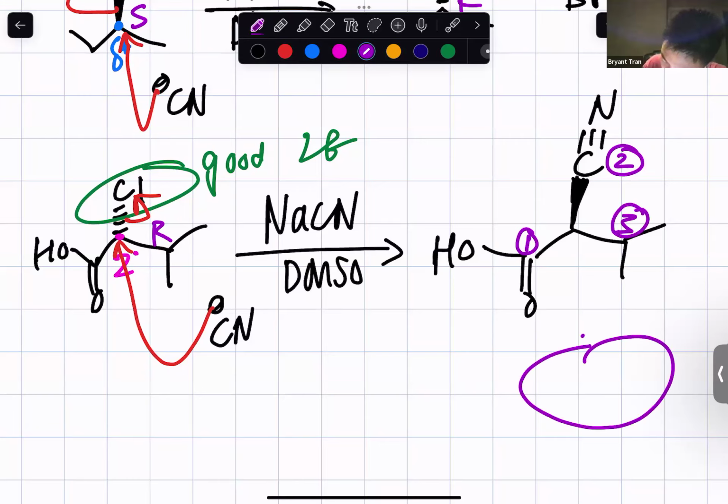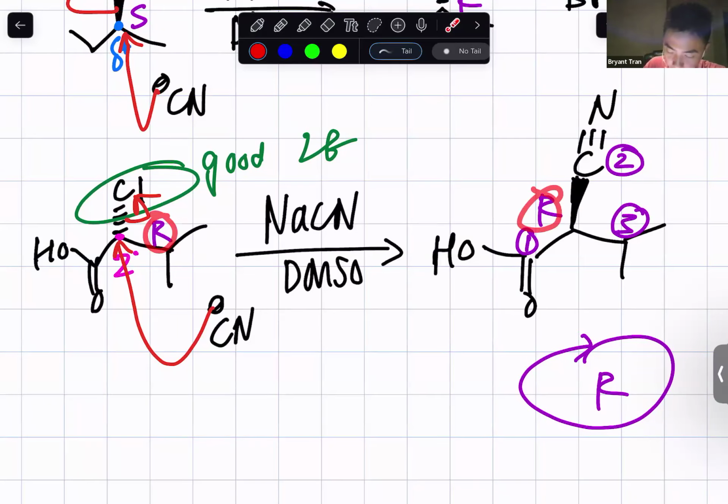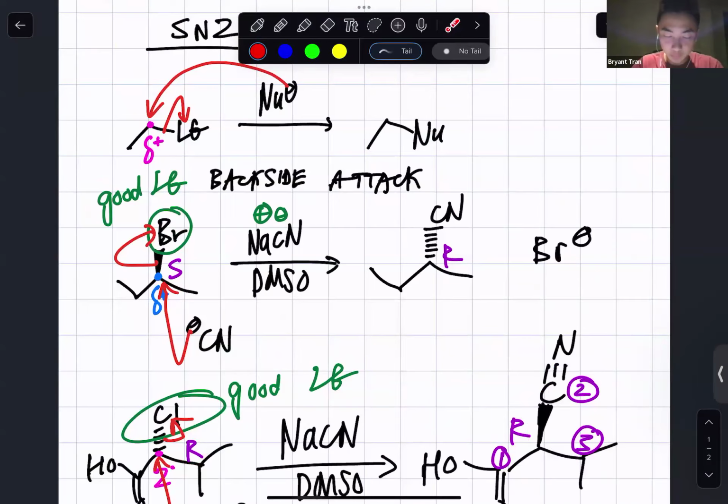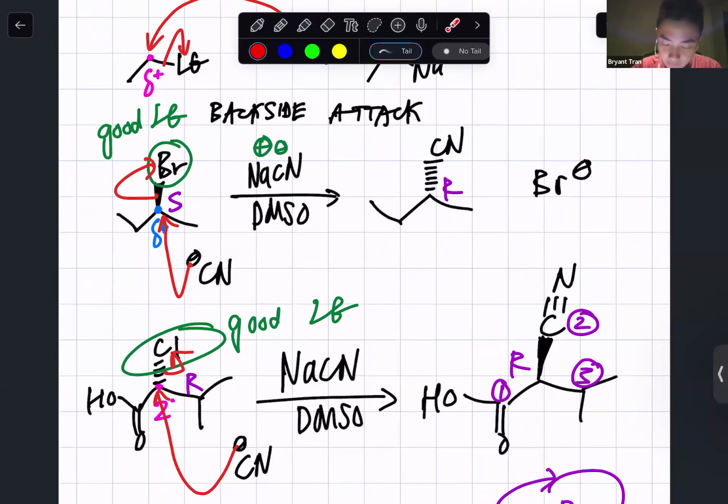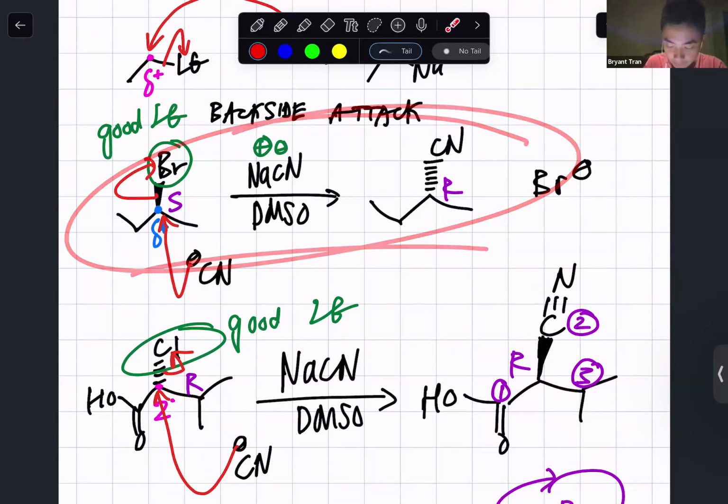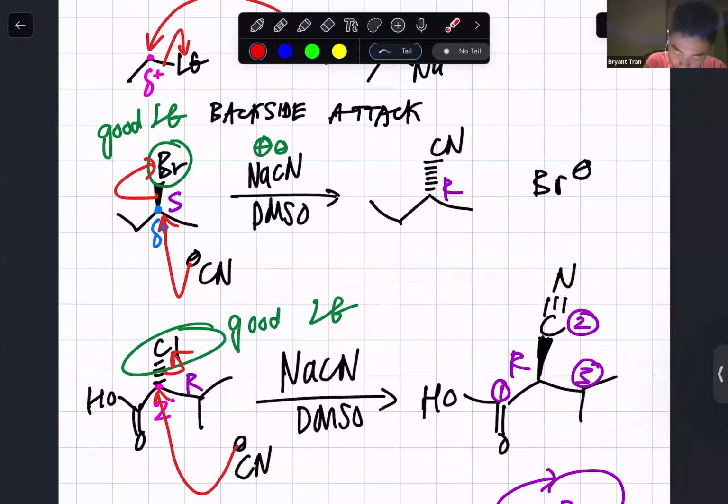And if you go this way, that's clockwise, which is R, and it stays R because the lowest priority group is on the back, the dash, right? So we see here that even though the bond changes from a dash to a wedge, the stereochemistry stays the same. The R/S configuration stays the same. It stays R, right? So that's why whenever you do SN2 backside attack inversion, the bond will always invert. Wedge will always invert to dash, or dash will always invert to wedge. But that doesn't always mean that R will invert to S or S will invert to R, right? In most cases, it will, like this. But there are some exceptions, like this reaction here, where this chiral center stays as R, right?